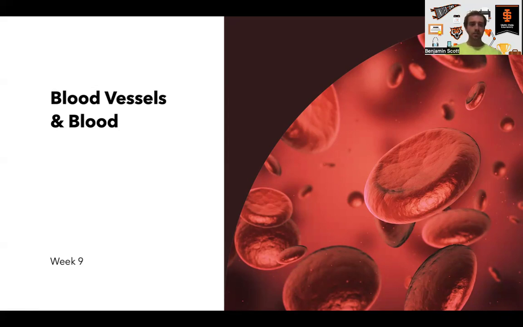So today for this week, we're just going to look at blood vessels and blood. For a lot of people, when they think of this, they just think of the circulatory system, which we kind of touched on last week. The blood vessels and the blood are interconnected with every other system, so it's pretty important.